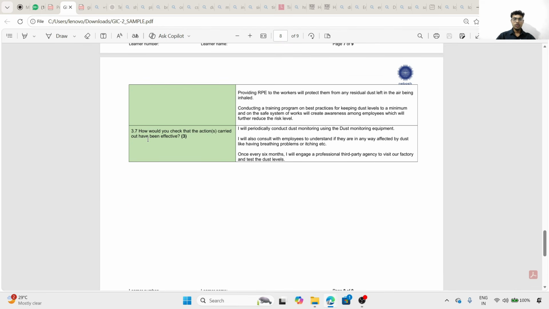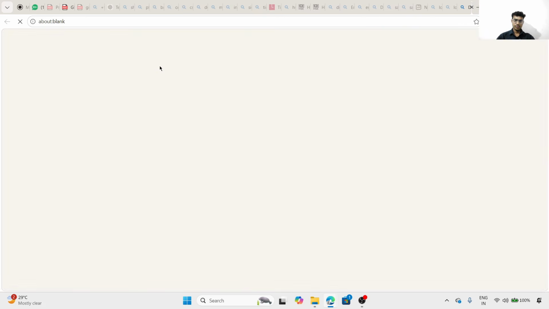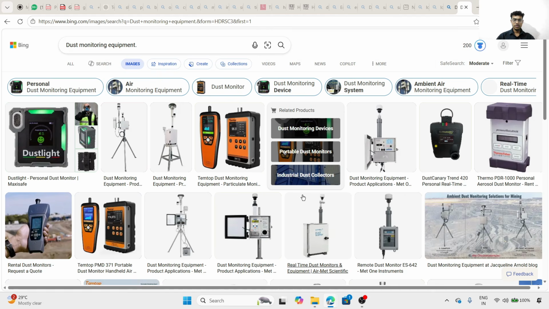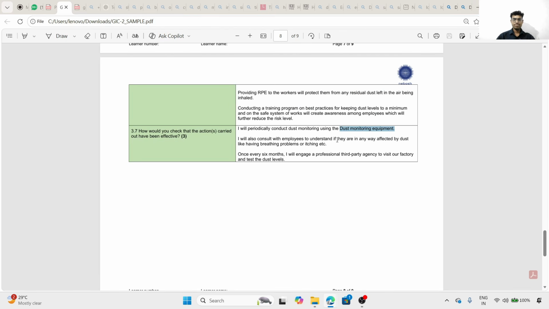Then 3.7, that is how would you check that the actions carried out have been effective, which means the action that was carried out was done. How will you check? I will periodically conduct dust monitoring using the dust monitoring equipment. Whatever controls we have put in place, how will you check whether they are effective or good? There is dust monitoring equipment of this type. With this equipment, we can check the progress over there. So periodic checks will be done.